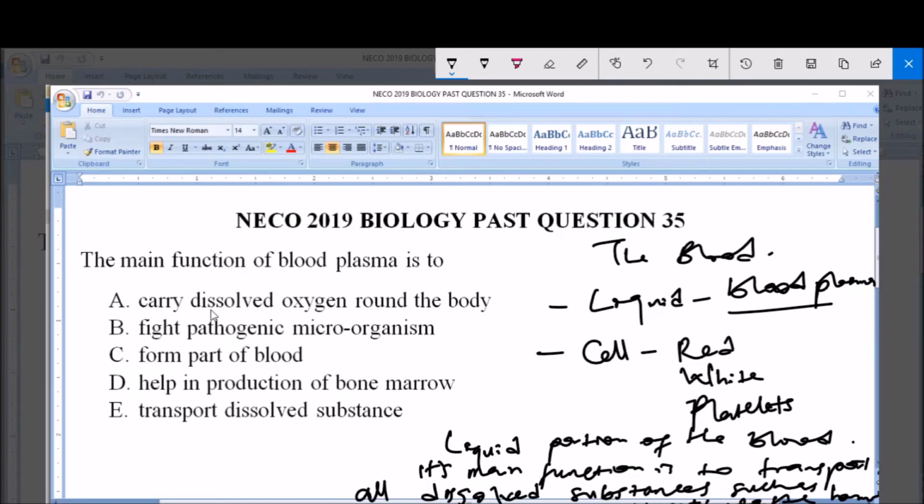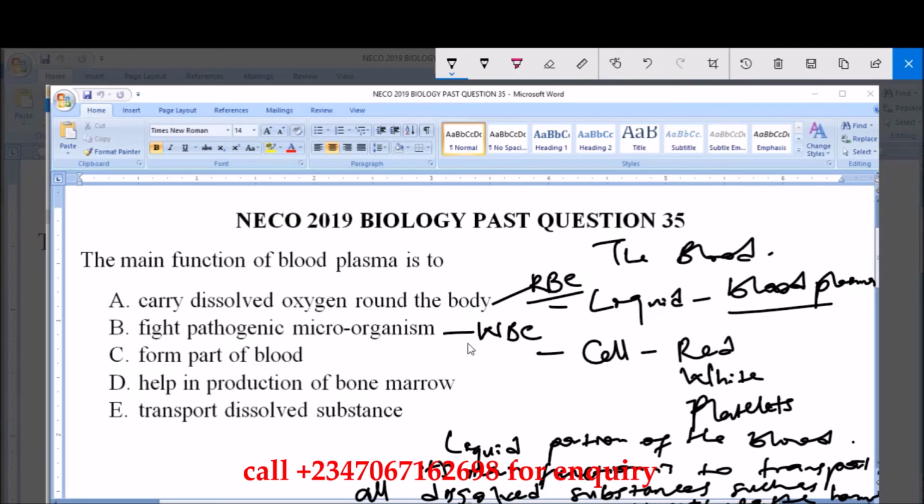Now option A says carry dissolved oxygen around the body. Now this is the function of the red blood cell. The red blood cells are responsible for the transport of oxygen due to the presence of hemoglobin. B says fight pathogenic microorganisms. This is the function of the white blood cells. White blood cells are concerned with defense mechanism of the body.